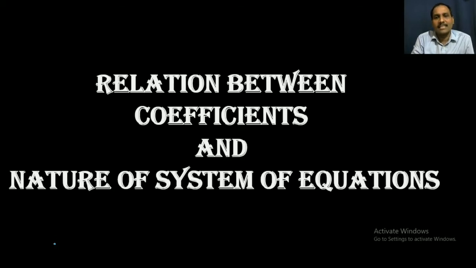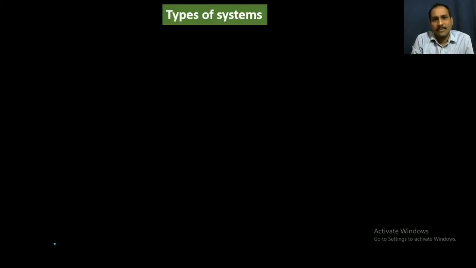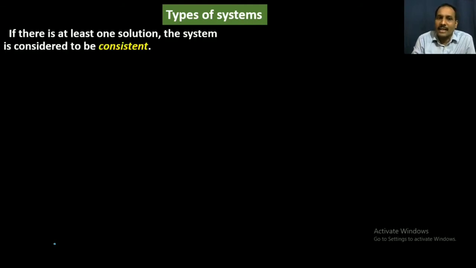What is a system of equations? The system of equations consists of two or more equations. Then how many types of systems are there? There are two types of systems depending upon the number of solutions of the systems. For example, if a system of equations has at least one solution, then it is called a consistent system.